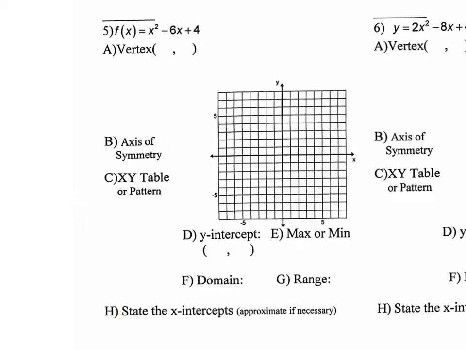So you have 1, 2, 3, 4, 5, 6, 7, 8 points. This is probably worth 2 or 3 points, the actual graph itself. So it's going to be like a total of 10 points each one. So let's do number 5 together.